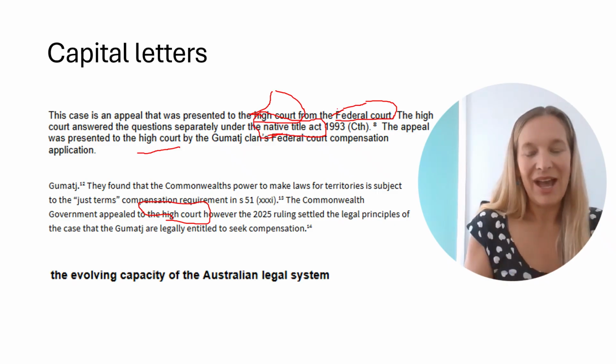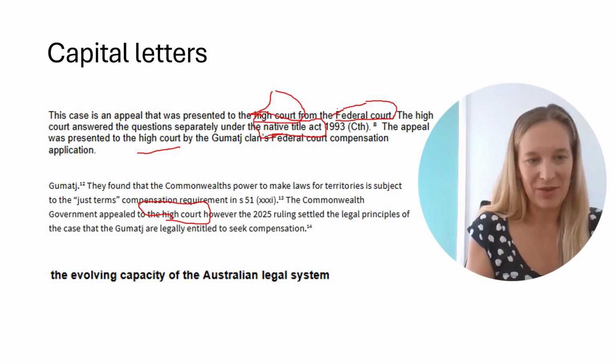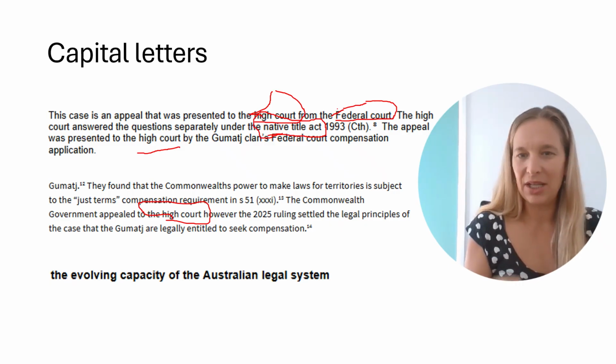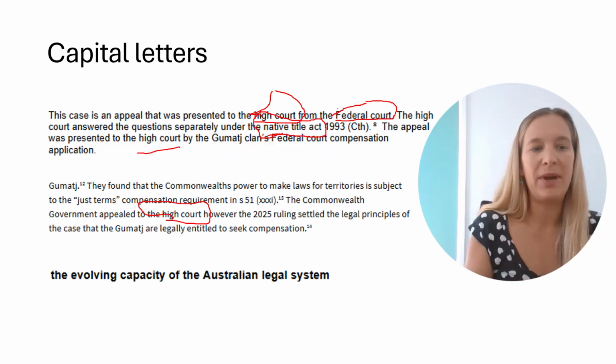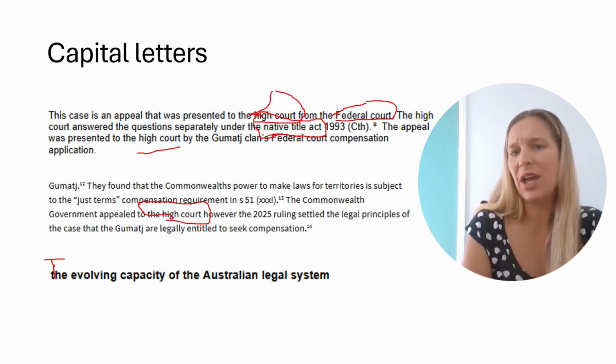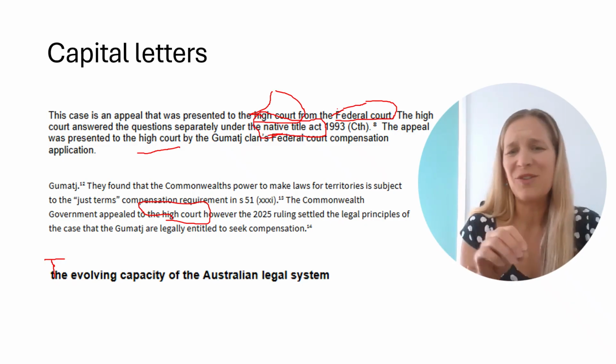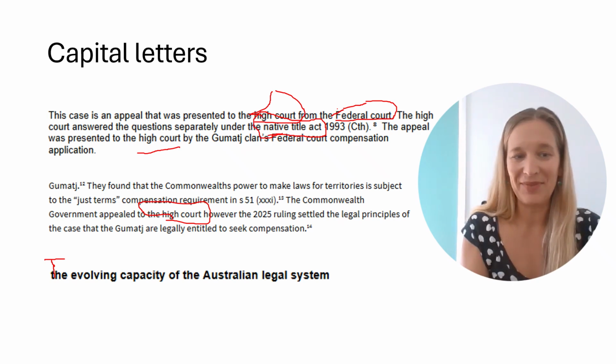Okay. And then in terms of the example down the bottom here, this was actually a subheading that helps structure the student's paper. We also want a capital letter for the first part of our subheading, and you don't need capital letters necessarily for the rest of your heading, but you want to make sure that that first word is capitalized. Okay, remember your capital letters.